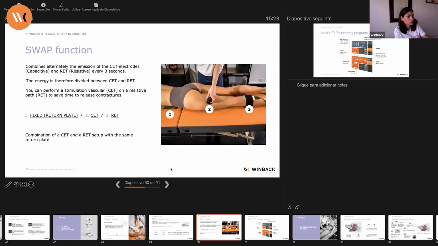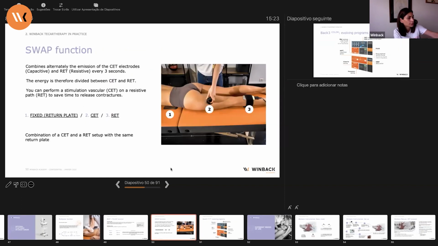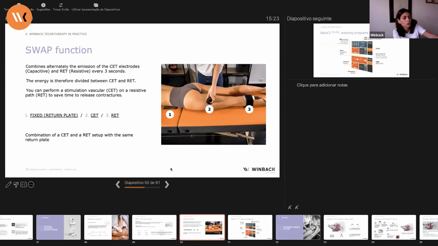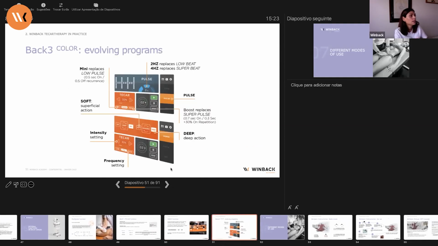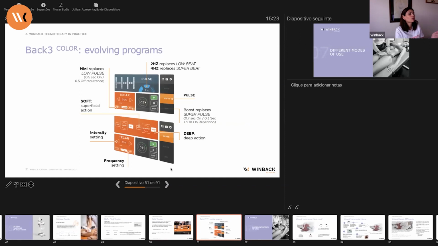You always have to have a fixed return plate, and here we have the position on the abdominal part. So these are the back 3 color programs. We have the 2 Hz that came to replace the low beats, the little twitches. We have the 4 Hz that replaces the super beat. This is always on red.